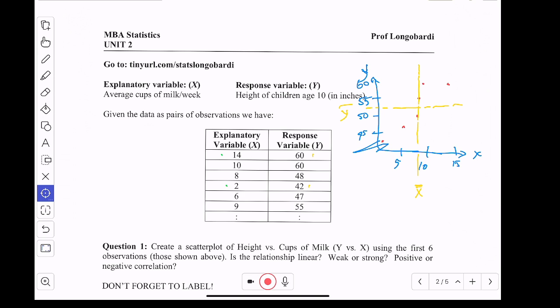So I can say when x is above its mean, which quadrant is y in?